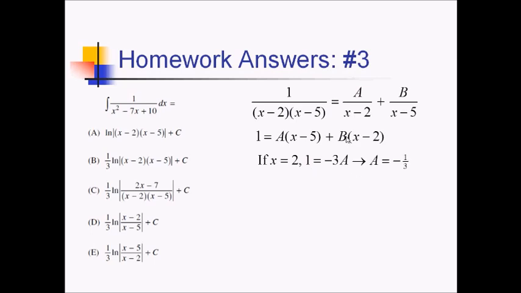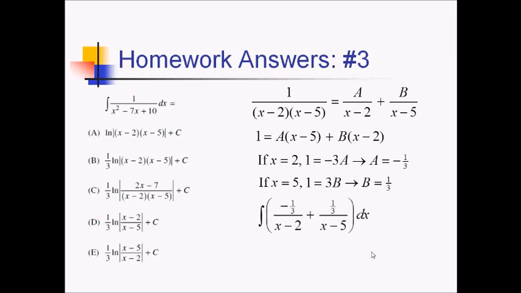Now to solve for b, I have to get rid of the a term. So to do that, I'm going to plug in the x value 5. That's going to give me 1 equals b times 5 minus 2, or 3b. So then dividing by 3, we have b equals 1/3. Plugging those back in now for a and b so I can actually split up my fraction. I've got negative 1/3 over x minus 2, and then I have plus 1/3 over x minus 5.